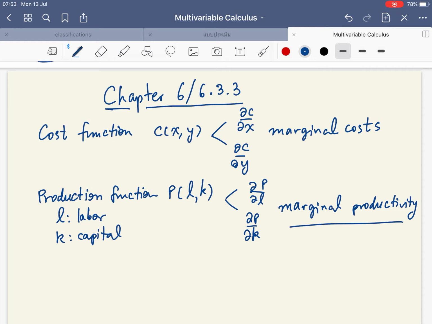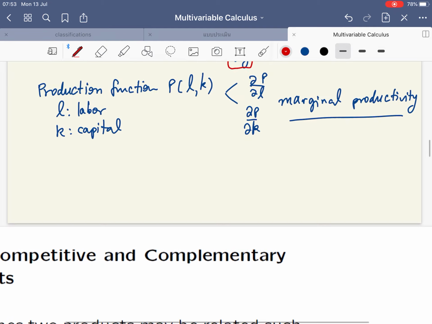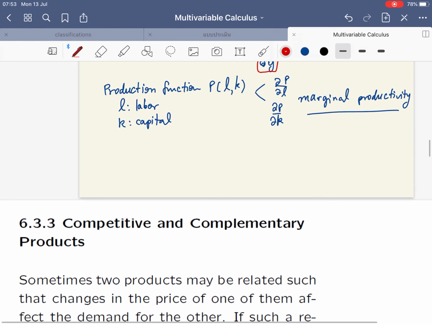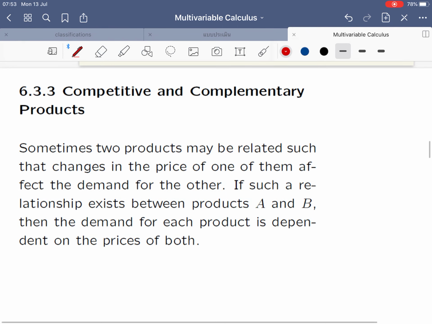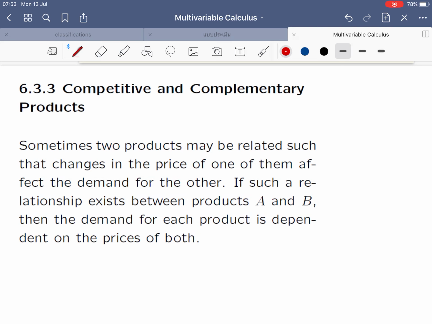So today we are going to continue on the application. It's just a direct application of the meaning of the partial derivative with respect to either the first variable or the second variable. Today we are going to talk about the so-called competitive and complementary products.